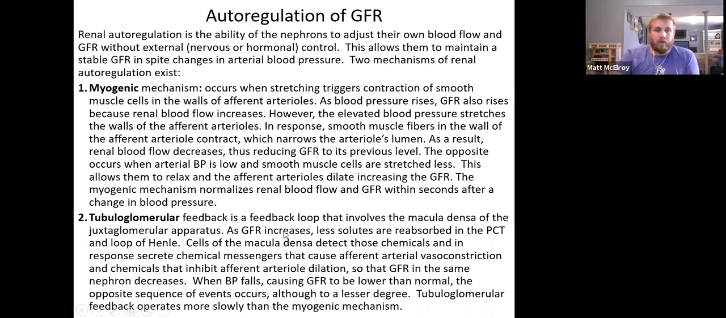So as GFR increases, so we're making a lot of filtrate, less solutes are reabsorbed in the proximal convoluted tubule and the loop of Henle. So essentially, we're making a lot of filtrate, but we're not returning stuff back to the blood that we need to. The cells of the macula densa detect those chemicals and in response secrete chemical messengers, causing the afferent arteriole to vasoconstrict, and chemicals that inhibit afferent arteriole dilation. So the afferent arteriole is not going to dilate, it constricts, less blood flows into the glomerulus, and GFR in that same nephron decreases.